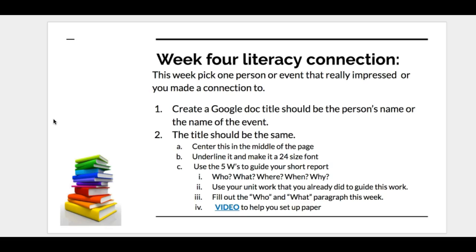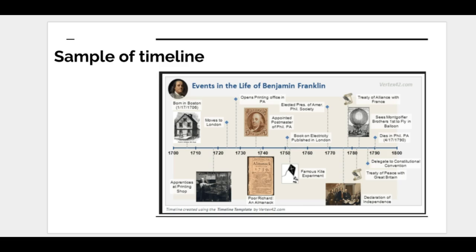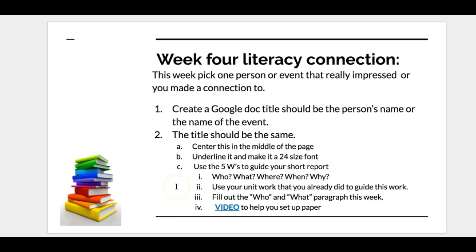You might already have this done based on the slide on your timeline. You're just going to go a little bit more into depth, because as you notice, a timeline is not going to give you all the details. It's just very simple, born in Boston. So this short report will go more into detail on that one event. And that's going to be your literacy connection. There is a video here to help you set your paper up if you need that.